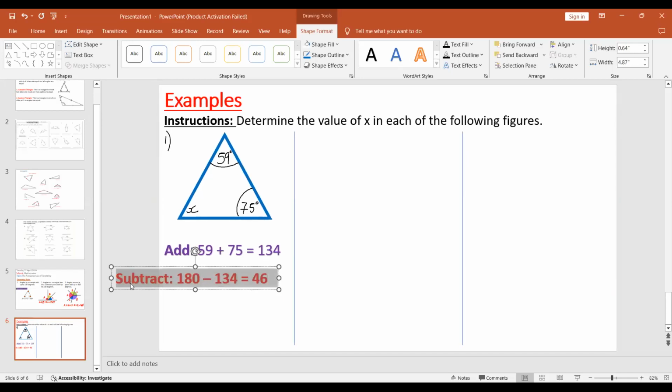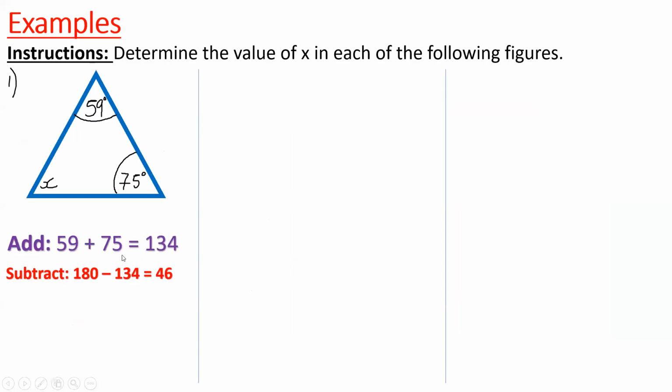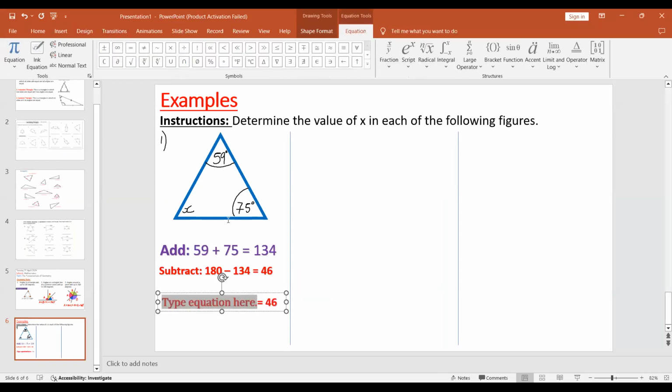So the first thing we do is add the 59 and the 75 to get 134 degrees. Then we subtract 134 from 180. That's going to give us 46 degrees. So what that means is that X is equal to what? 46 degrees.